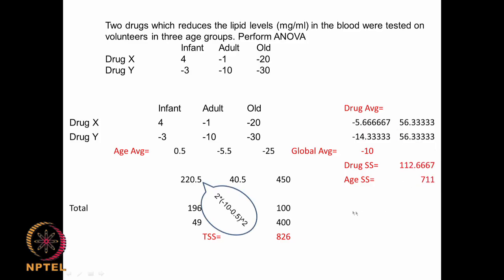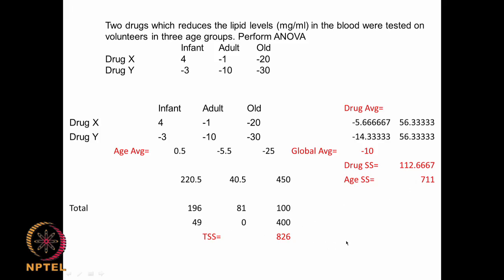How do you get the age sum of squares? Multiply by 2, because there are 2 terms. Minus 10 minus 5 squared, so you get this term. Then in this particular case, minus 5.5 minus 10 squared multiplied by 2. In this particular case, minus 25 minus 10 squared multiplied by 2. Add up all of them, you will get the age sum of squares. Then similarly you got the drug sum of squares.